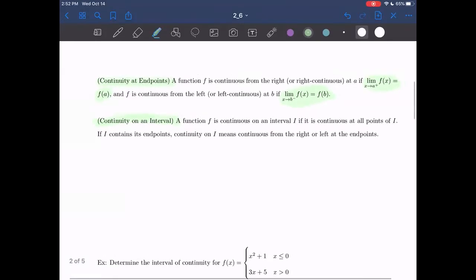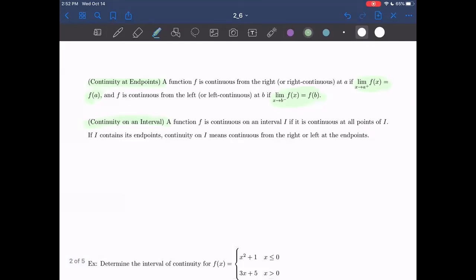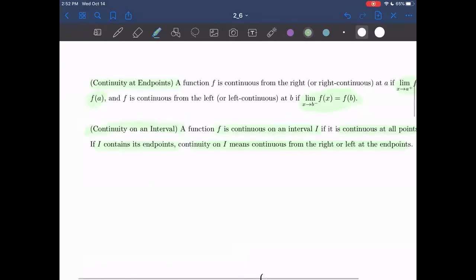So continuity on an interval is when we're looking at just a specific interval of the function. In order to be continuous on that interval, it has to be continuous at all the points in that interval. And if the interval contains endpoints, then continuity on that interval means continuous from the left or the right at the endpoints. Okay, so some examples.